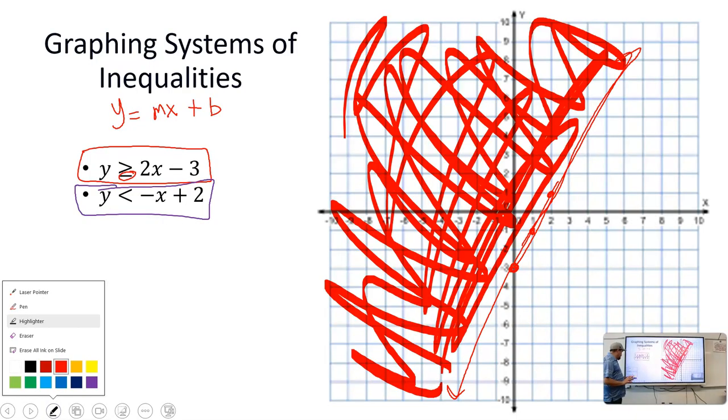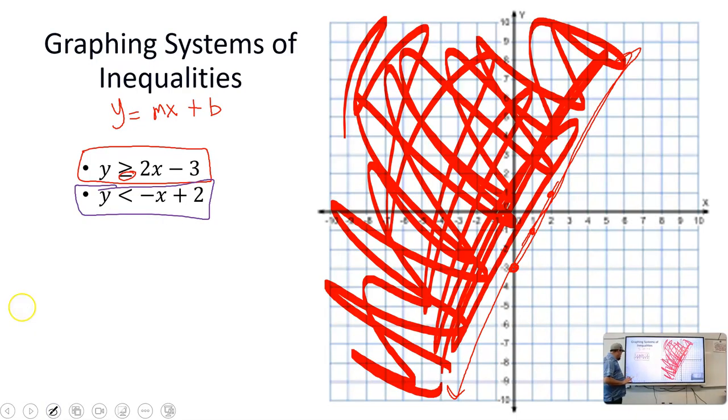Okay, now let's focus on the second inequality. So y is less than -x plus 2. It has a y-intercept of 2, which is right here, and a slope of -1. So down 1, right 1. Down 1, right 1. Now this one is going to be a dashed line. So we're going to dash. Sorry if it's hard to see through that highlighted area.